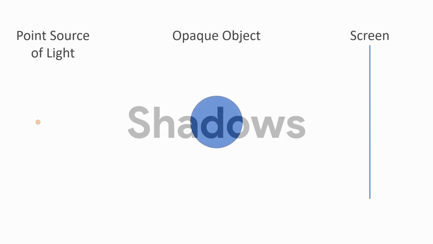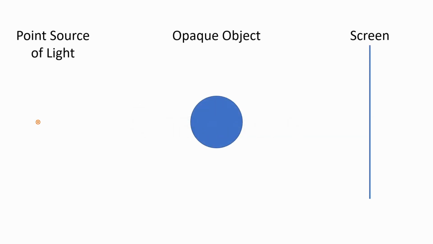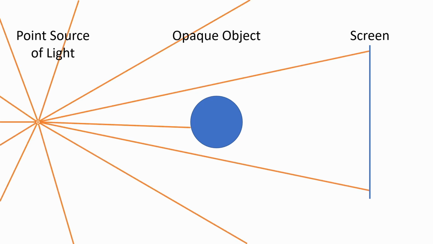What's the difference? A point source of light is a small source of light, where all the rays of light come from a single small point. This might be a bulb and a torch or something, but it's a single small source of light. Rays of light travel out in all directions from that source of light.